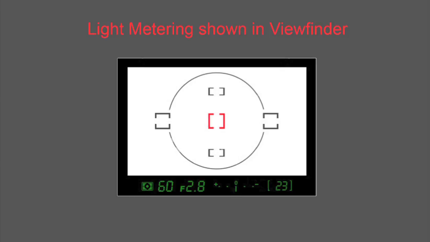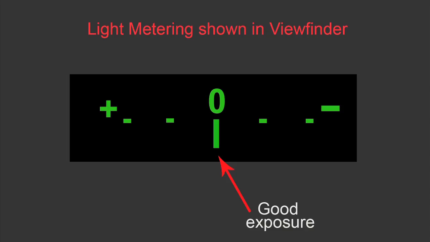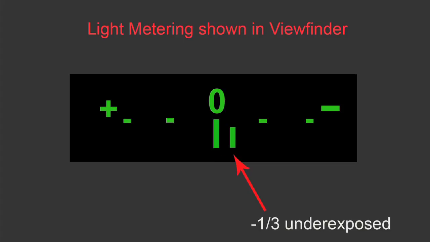When you look through the viewfinder in your camera, you will see your light meter underneath with a 0 in the middle, plus on your left and minus on your right. Let's get a close-up of it. If your meter is in the middle, like it's shown in this picture, it means that your exposure is good. If your meter is leaning towards the right, towards the minus, it means that your image might be underexposed.